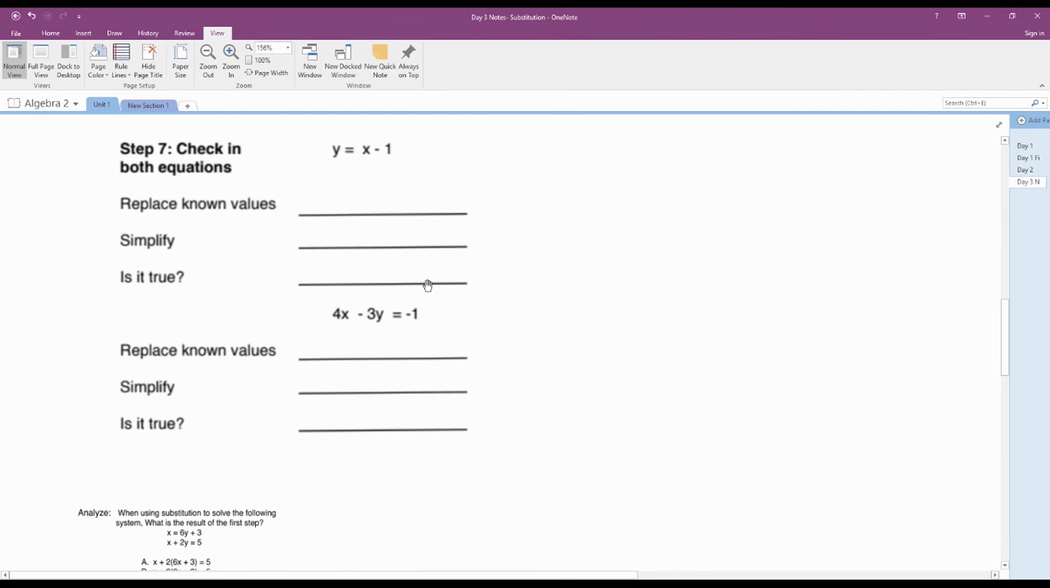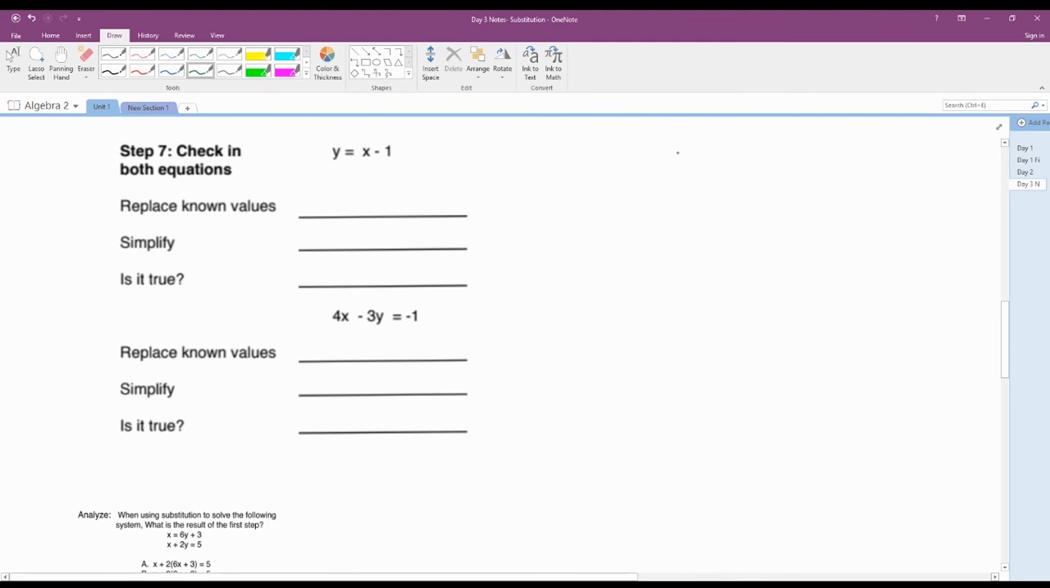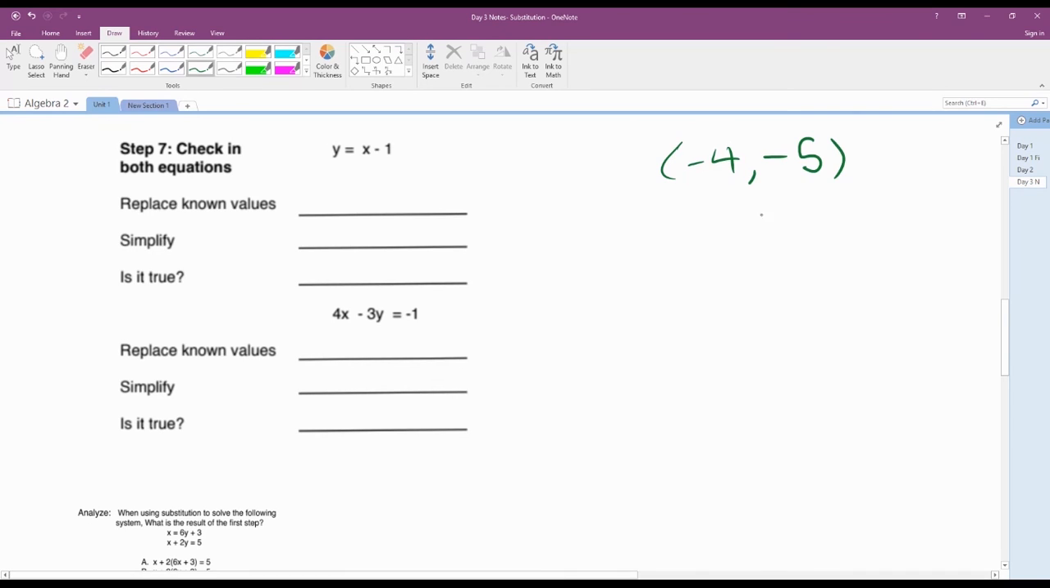So here's another way to check. I know that my solution was negative 4 comma negative 5. Another way to check it is that I know that this should work in both equations. So I'm going to replace my y and my x with what I just figured out.